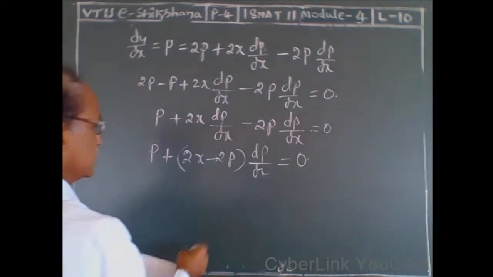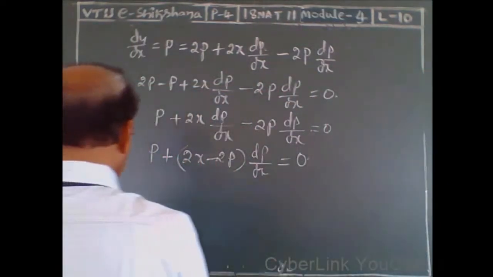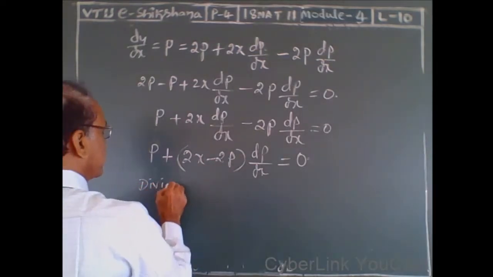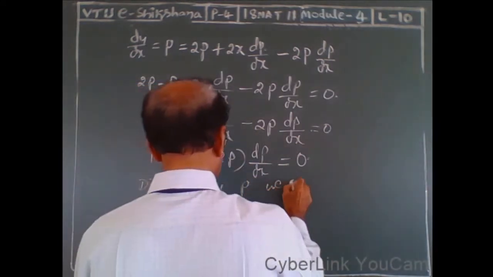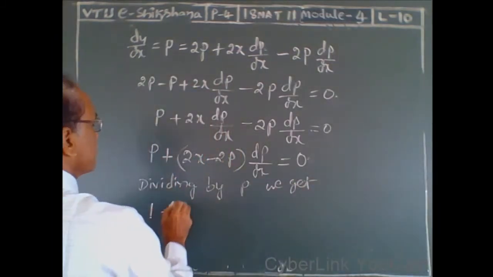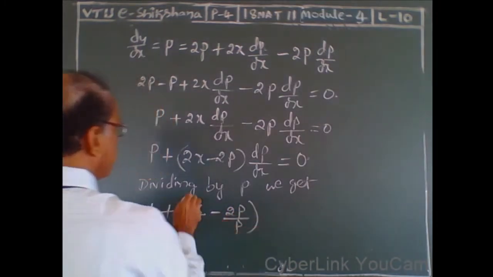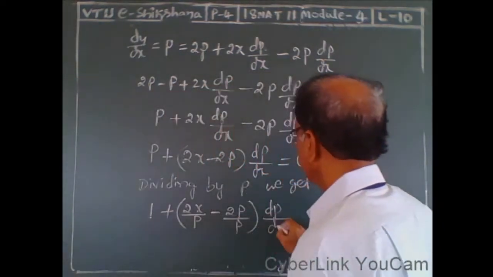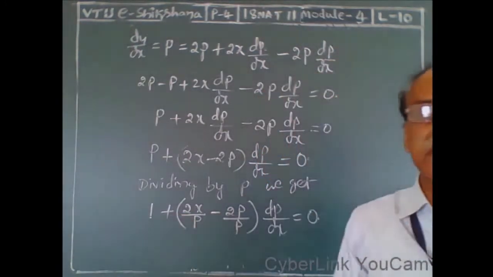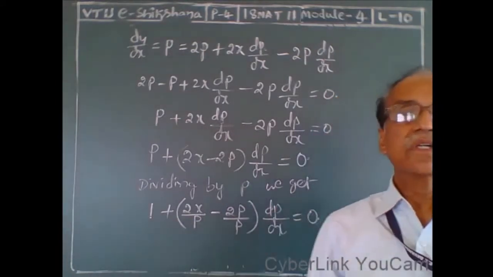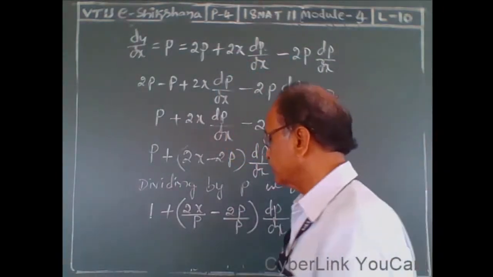Then we have to separate this into variables, dividing by p, we get 1 plus 2x divided by p minus 2p divided by p multiplied by dp by dx, that is equal to 0. For some possible simplification, we take it like this in order to convert this equation into a linear differential equation, because it is given as a non-linear differential equation. We have reduced it to the linear differential equation.